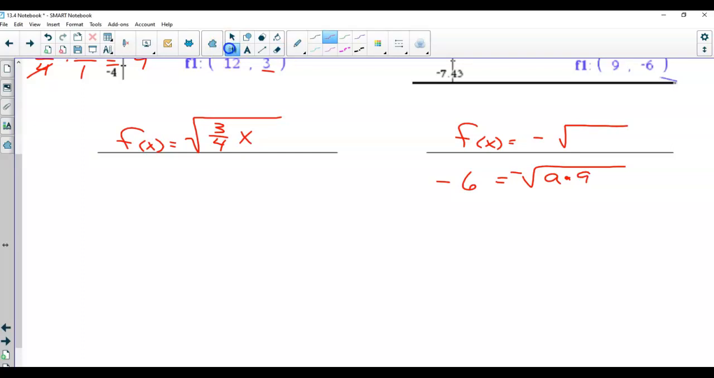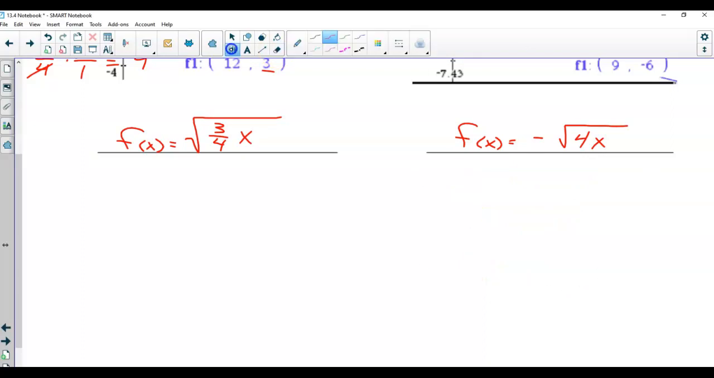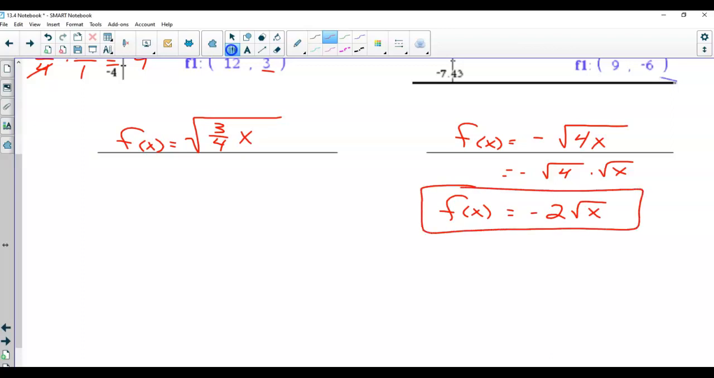Well, I can divide these negatives off: the square root of a times 9 equals 6. If I square both sides, that kills the root. That gives me 9a equals 36. So what's 36 divided by 9? That would be 4. So that would give me the square root of 4x underneath there. Now, I want you to know that is not exactly the answer we would like to see, because 4 is a perfect square. So we're really seeing this as negative square root of 4 times the square root of x, and the square root of 4 is 2, so it's negative 2 square root of x. This is the function we are really looking for.